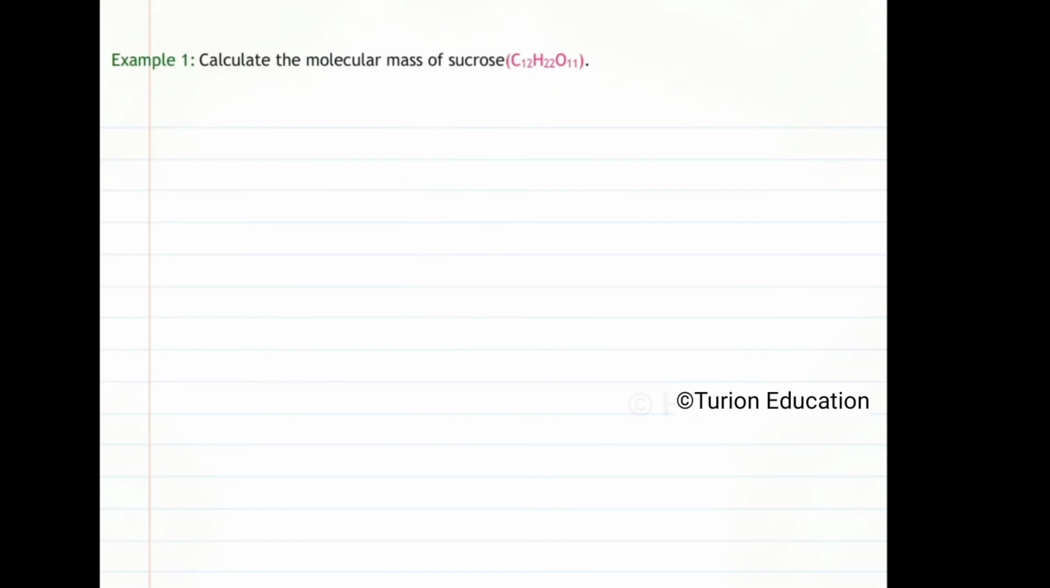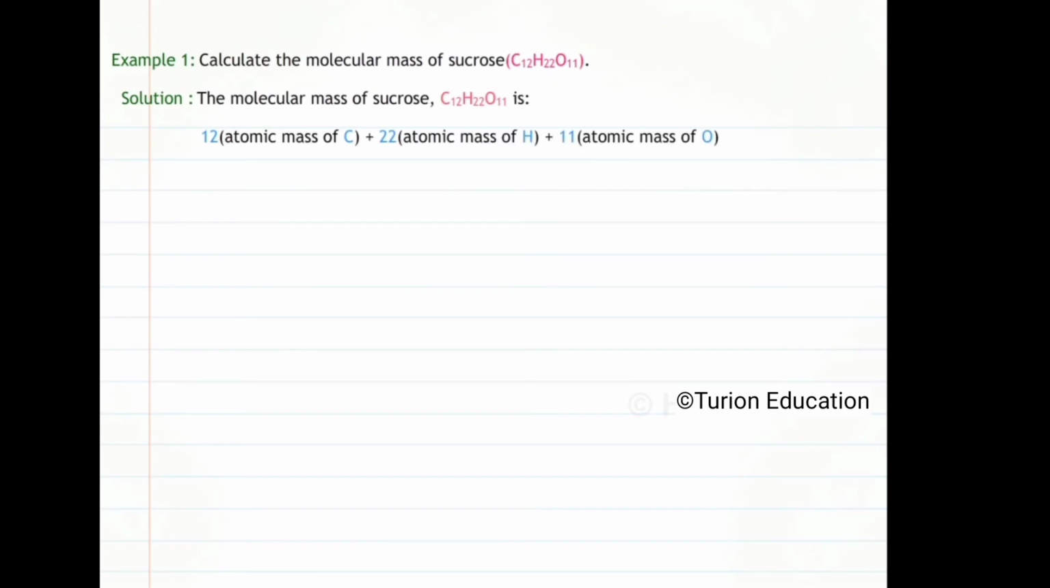Example 1.1. Calculate the molecular mass of sucrose, C12H22O11. Solution: the molecular mass of sucrose, C12H22O11, is 12 into atomic mass of C plus 22 into atomic mass of H plus 11 into atomic mass of O equals 12 into 12.011 u plus 22 into 1.008 u plus 11 into 16.00 u equals 144.132 plus 22.176 plus 176 equals 342.308 u.